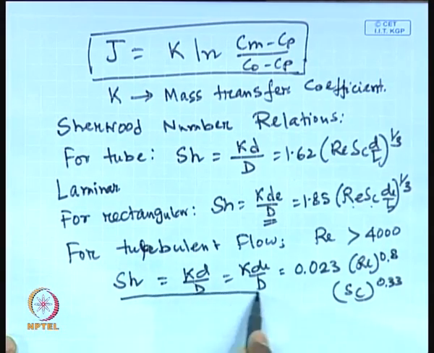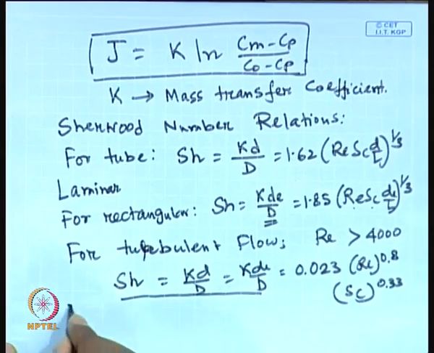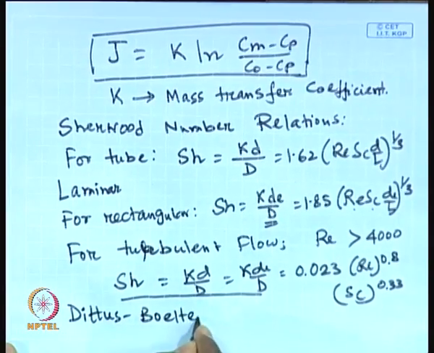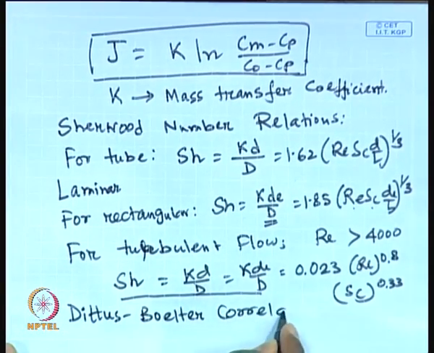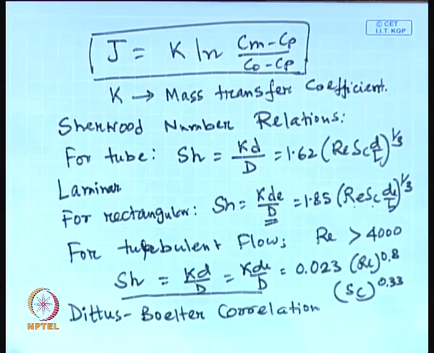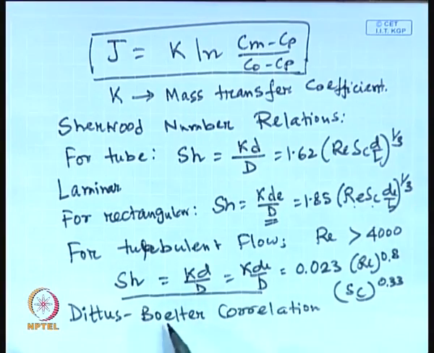Now, this is a correlation. This is, if you remember, the Dittus-Boelter relationship for the heat transfer case. This is indeed a correlation, and from the heat and mass transfer analogy, there are similar non-dimensional terms: Nusselt number for the heat transfer, Sherwood number for the mass transfer, Schmidt number for the mass transfer, Prandtl number for the heat transfer. So, therefore, from the heat and mass transfer analogy, we use the Dittus-Boelter correlation to calculate the mass transfer coefficient.